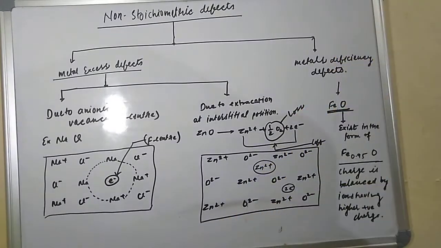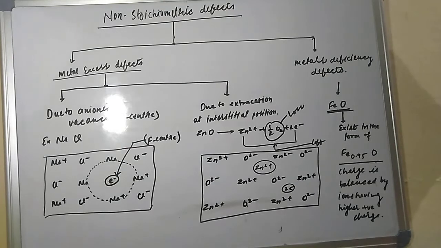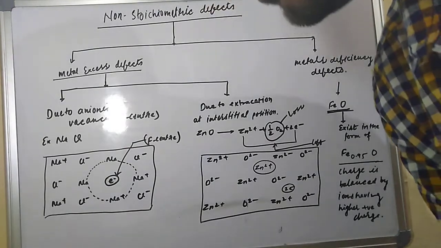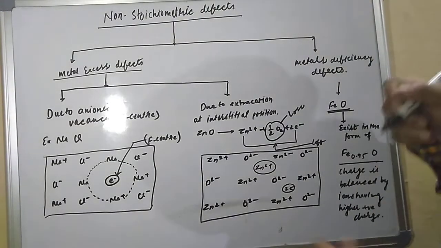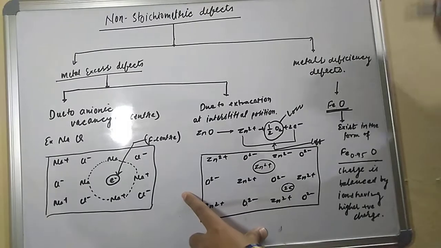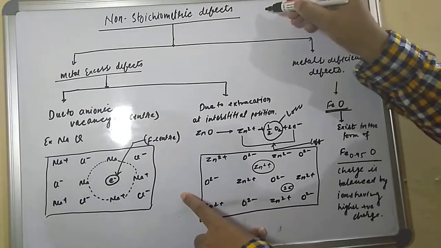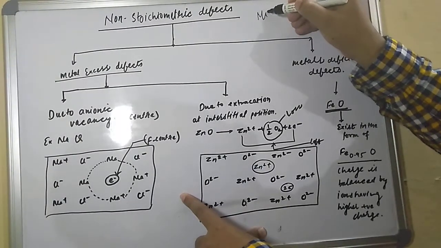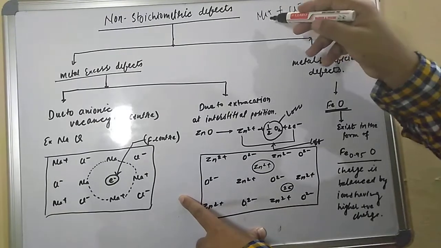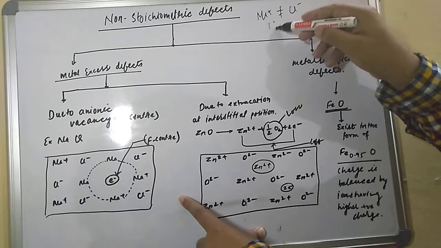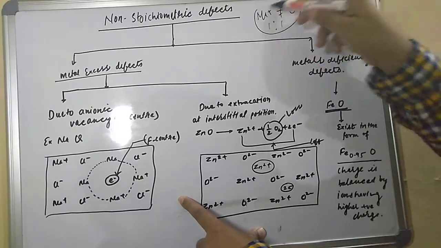So let us try to understand what we mean by non-stoichiometric defect. Non-stoichiometric defects means there will be a difference in the ratio of cation and anion. What is the meaning of the difference in the ratio of cation and anion? That is, Na+ is there, so it will not be equal to the Cl-. So whatever ratio we require, 1:1, this ratio will not be maintained.